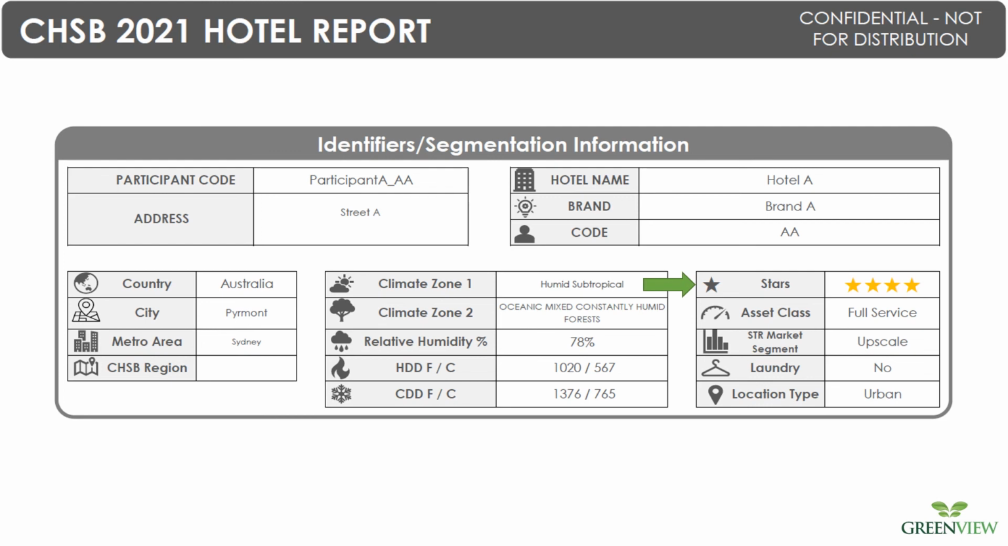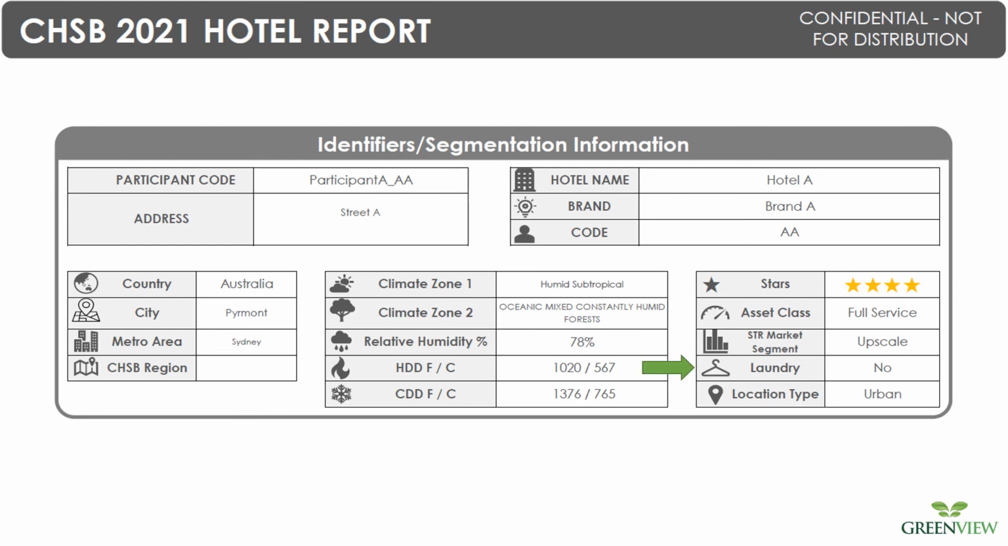Then we have information relating to the hotel type. The stars are based on Expedia if available or estimated to the best match. The asset class is either full service or limited service. A full service hotel is a hotel that generally has a restaurant, meeting space and other amenities, whereas limited service does not. Then we have the STR market segment, namely luxury, upper upscale, upper mid-scale segment or economy.